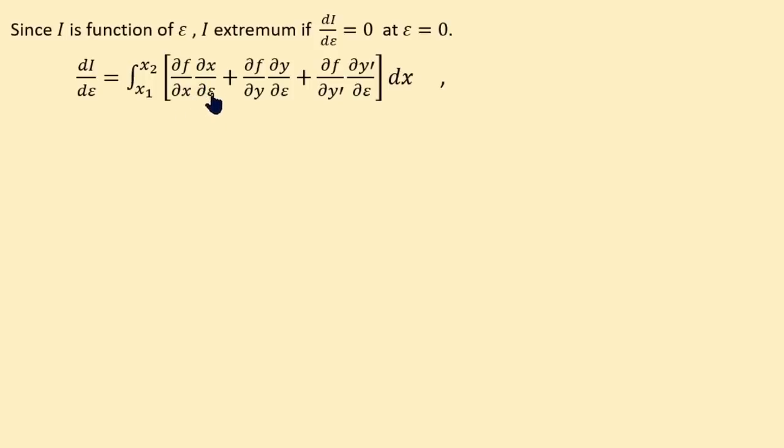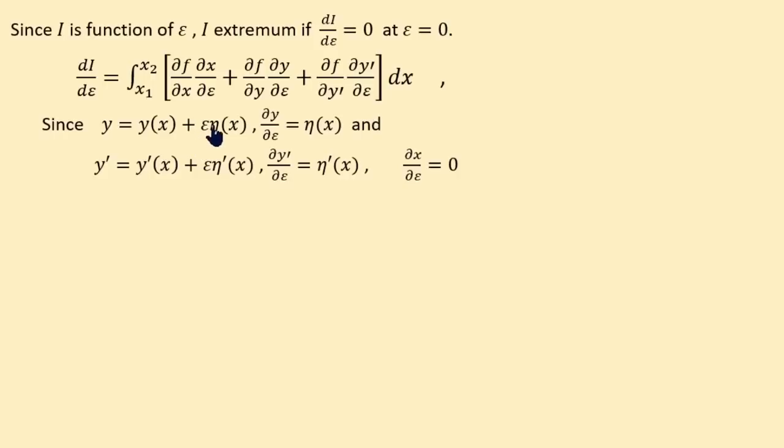But here f is finally a function of x and epsilon. When you differentiate partially with respect to epsilon, treat x as constant. Therefore, ∂x/∂ε is 0. And you know that y is y(x) plus ε into η(x). So the partial derivative of y with respect to epsilon is 1 into η(x). Similarly, the partial derivative of y dash with respect to epsilon is η dash(x).